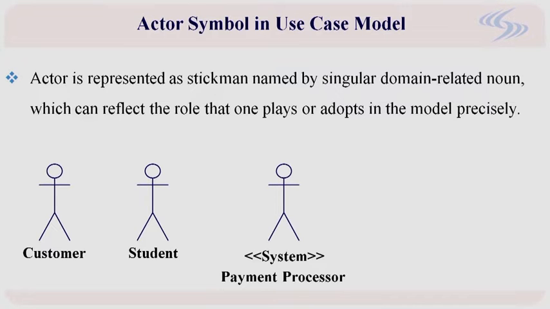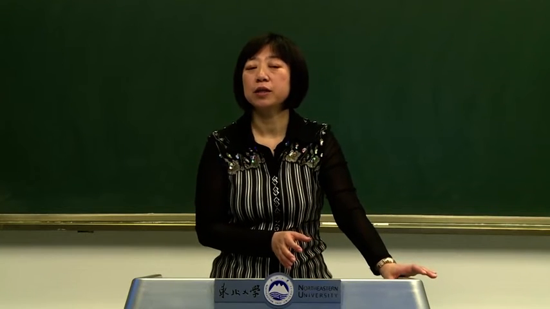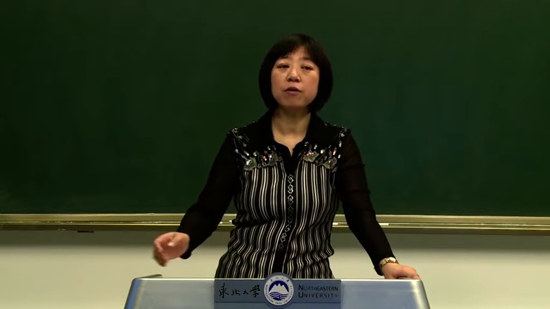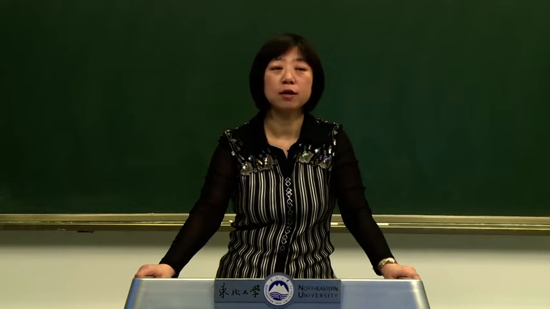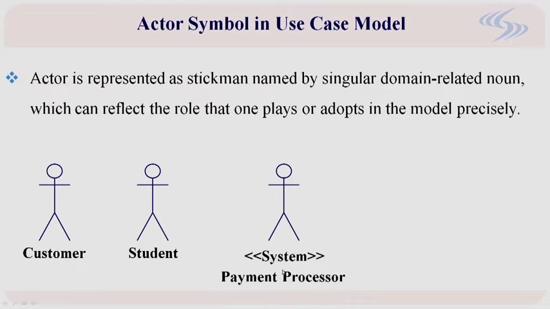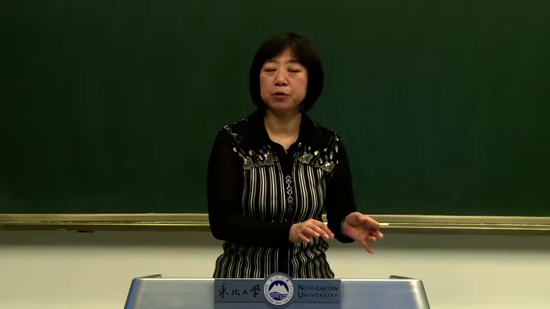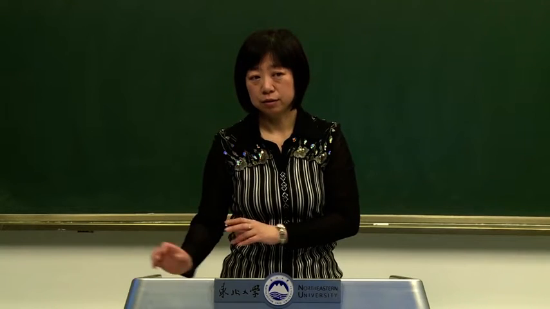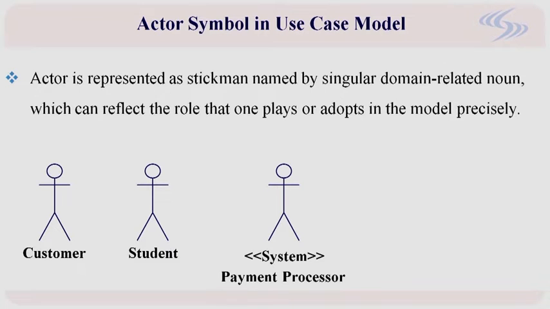Well, next, payment processor. We can see that both customer and student are human beings. That's okay, but it's also okay for a payment processor to become an actor of the target system. And here, it is indicated as a system. It is an existing system, and this existing system, the payment processor, will interact with our target system in some way. So this payment processor also becomes an actor.